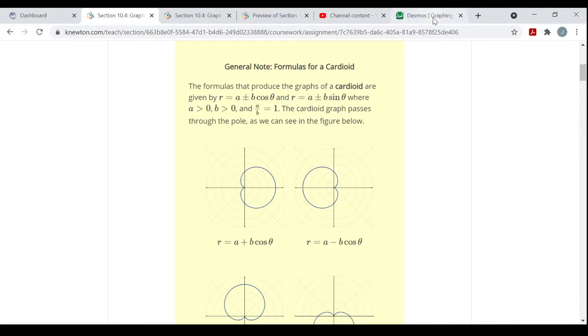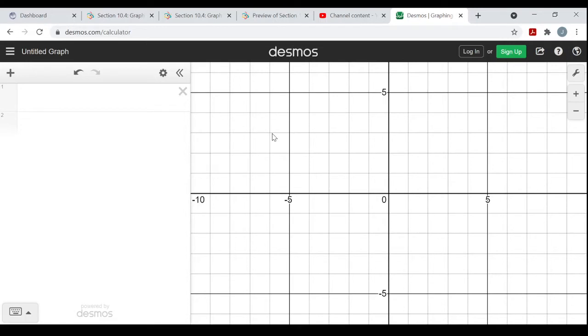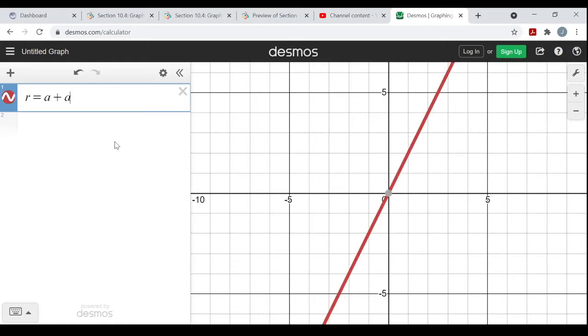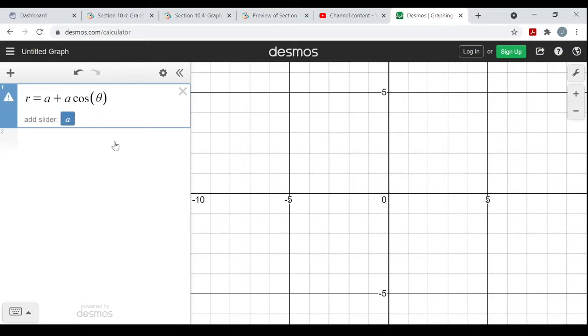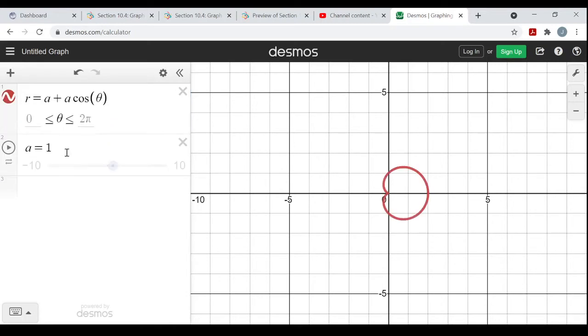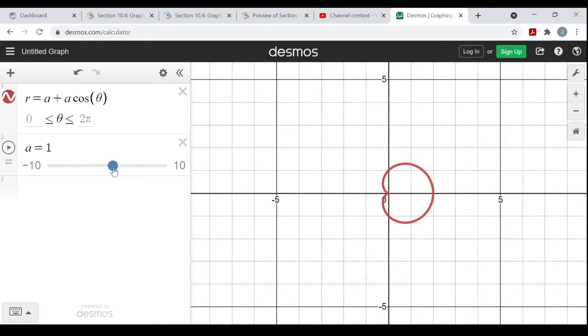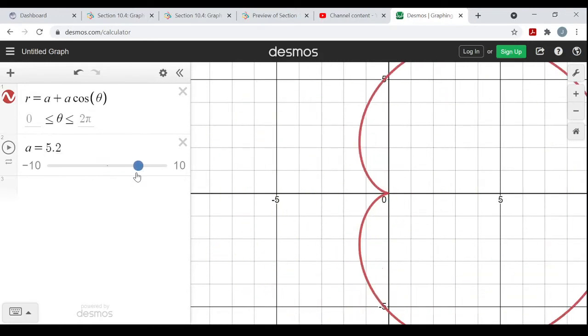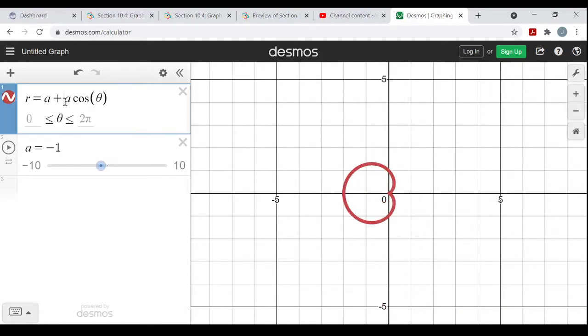Let me show you some examples of these on this free online graphing calculator called Desmos. Go to desmos.com, it's free. Let me show you what r equals a plus a times, say, the cosine of theta looks like, because a and b are the same thing. I'll add a slider for a. When a is 1, this is r equals 1 plus 1 cosine theta, and you get this cardioid shape. I can slide a all over the place, and it's just a bigger cardioid, or a cardioid in the opposite direction.